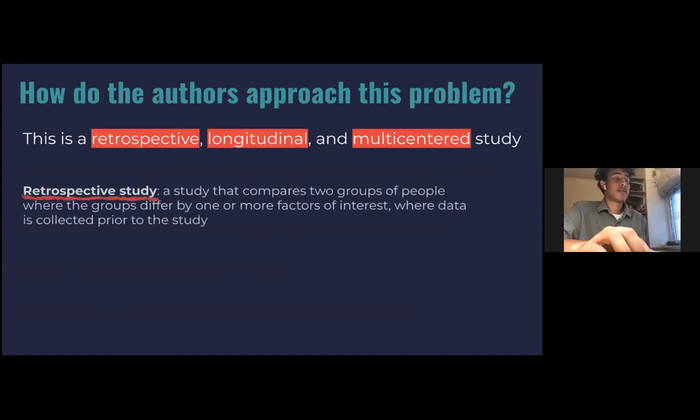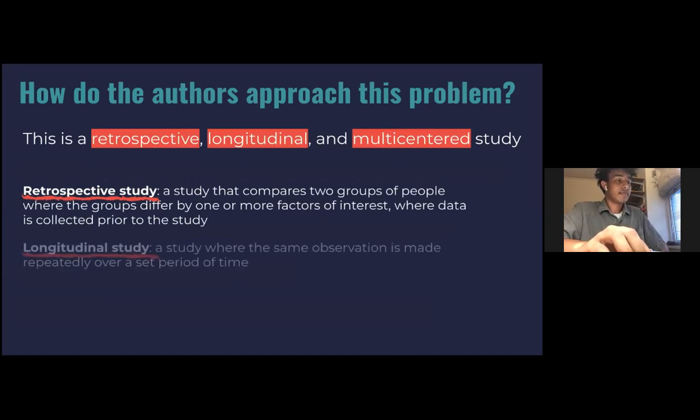A retrospective study is any one that compares two groups of people where the groups differ by one or more factors of interest and where the data is collected prior to the analysis. And a longitudinal study is one where the same observation is made repeatedly over a set period of time.